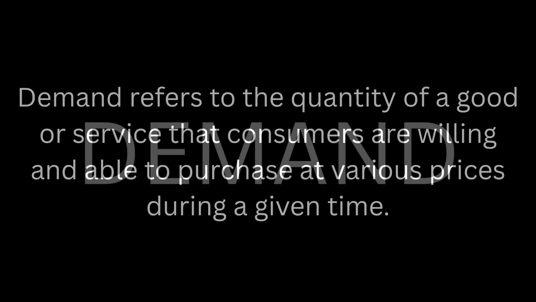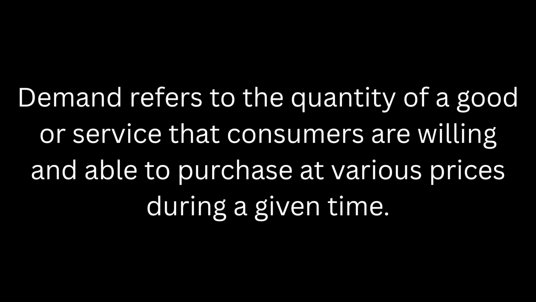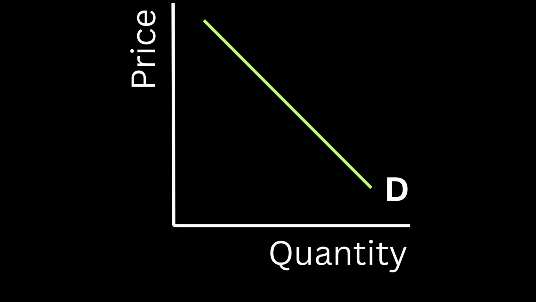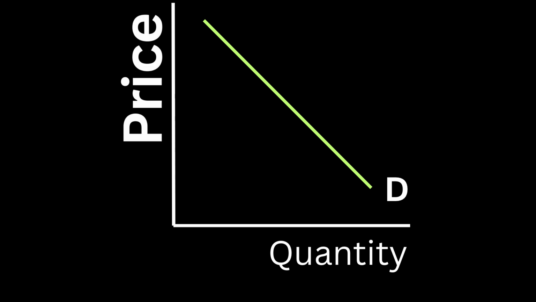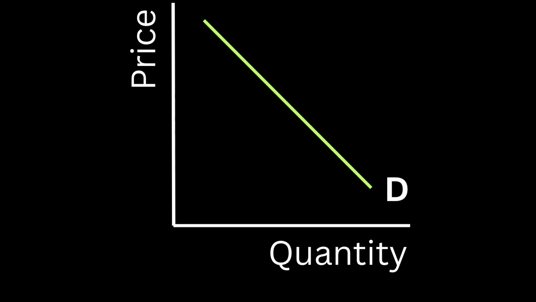Beginning with demand. Demand refers to the quantity of a good or service that consumers are willing and able to purchase at various prices during a given time. Then we have the demand curve, which is a downward sloping curve. The demand curve shows a negative relationship between price and quantity demanded. When the price increases, consumers usually buy less of that good. But when the price decreases, consumers buy more of that good. The downward sloping relationship reflects the law of demand.